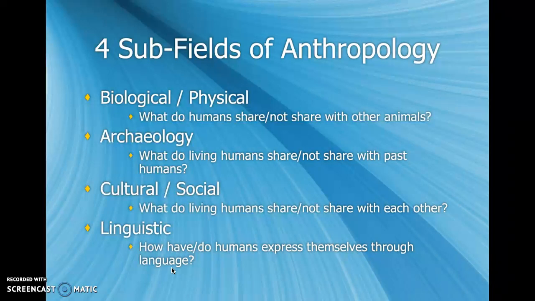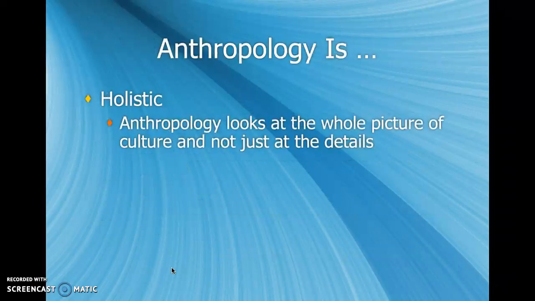Okay, so that's the four subfields of anthropology. There are a couple of other things I want to tell you about anthropology at this point, and that is that it strives to be holistic. So anthropology looks at the whole picture of culture and not just at the details. When I was an undergraduate like you, I had a really hard time picking a major because I liked everything. I liked literature, I liked religion, I liked history, I liked politics, I didn't really like economics. I tried, but it was hard. I liked everything. And I ended up being a history major, which was fantastic.